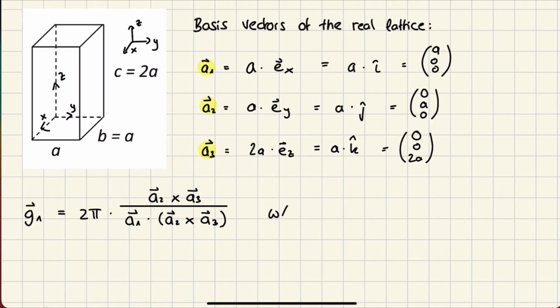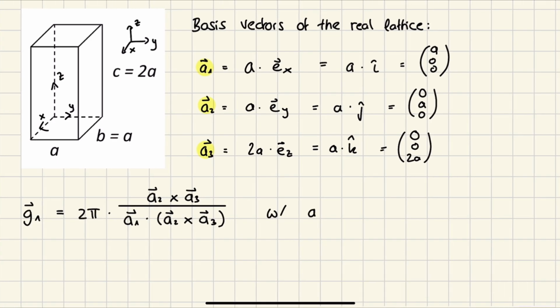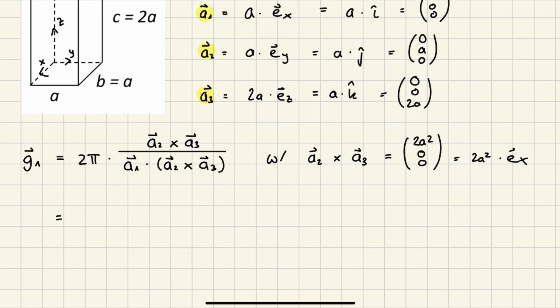And for the sake of keeping this video somewhat short, I'm going to assume you know how cross products work. So if we compute a2 times a3 as a cross product, the result is going to be (2a², 0, 0), aka 2a² times the unit vector in x direction. Plugging this into the formula is going to look like this.